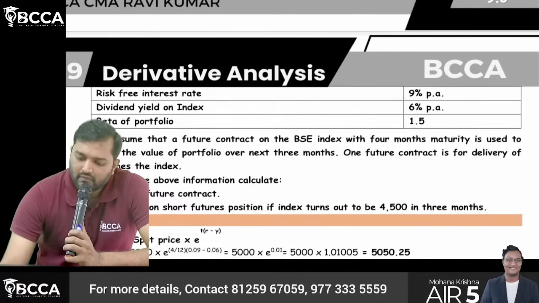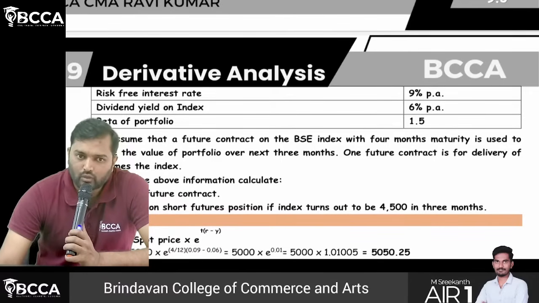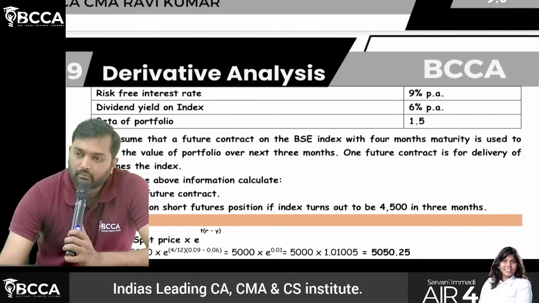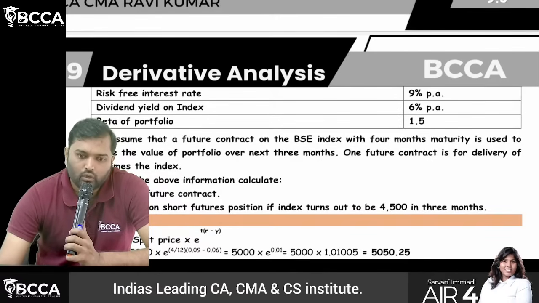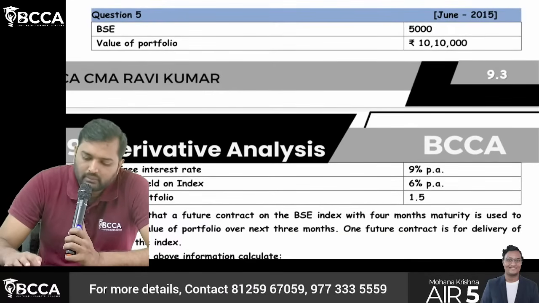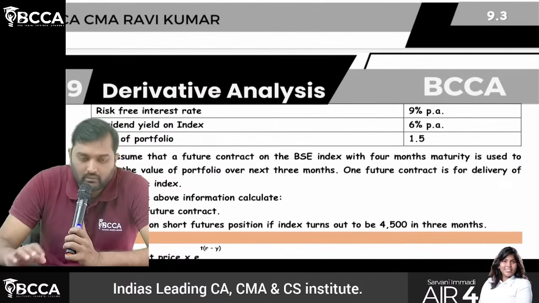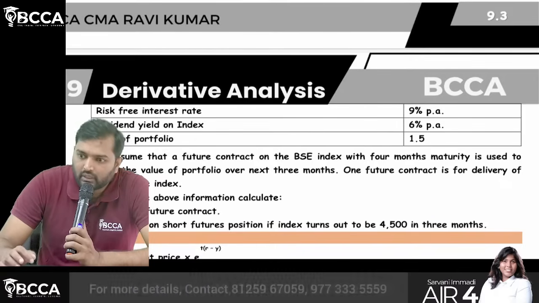One future contract is for delivery of 50 times the index. Based on the above information, calculate the price of a future contract. Price of a future contract, nothing but the fair future price. How do we get the fair future price? The current index is given, the BSC index. They are asking about the index. They have not mentioned otherwise. Price of a futures contract here means we are talking about the index.